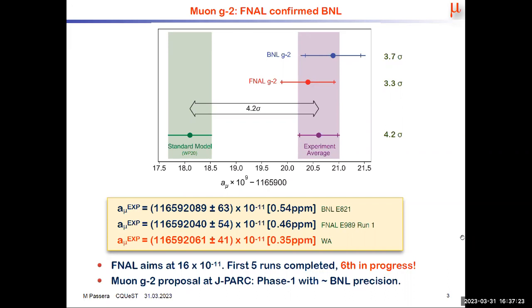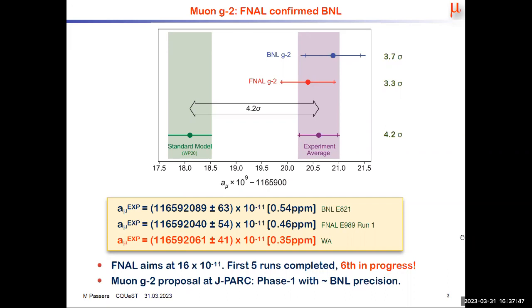There is also another experiment in Japan at J-PARC, and this experiment is completely different, which is good because it will be complementary to the one at Fermilab: a different method, a completely different way of measuring this property of the muon. It will start with a phase one uncertainty, which will be comparable to the one at Brookhaven.